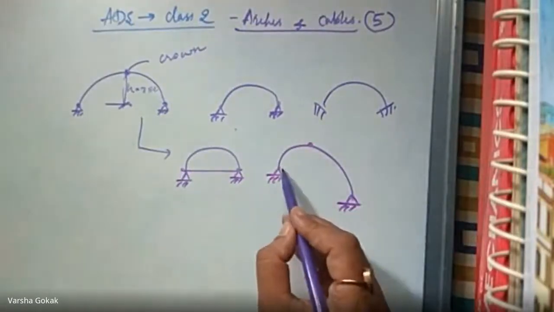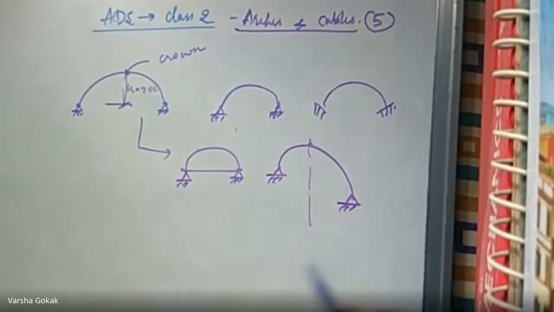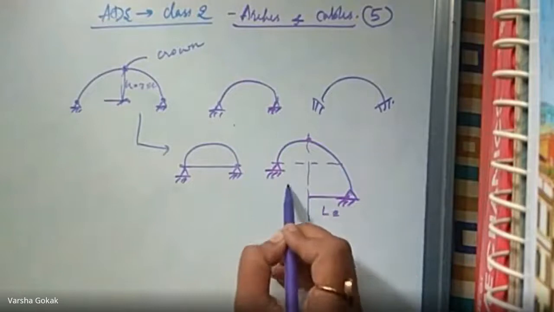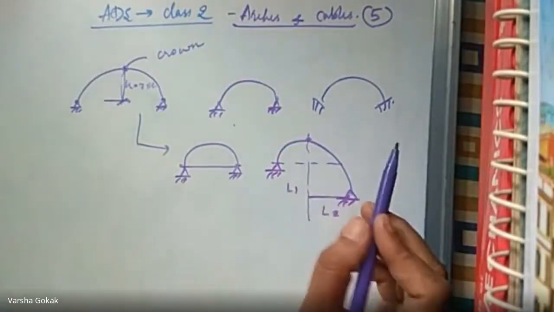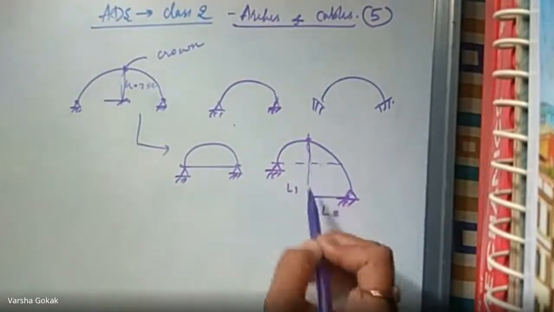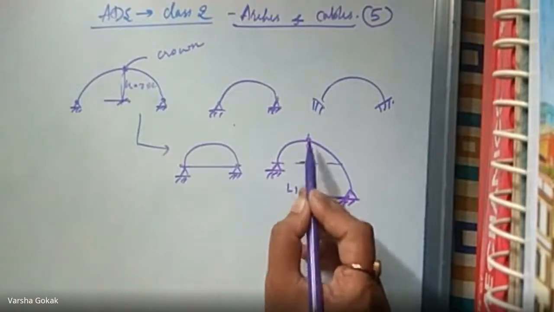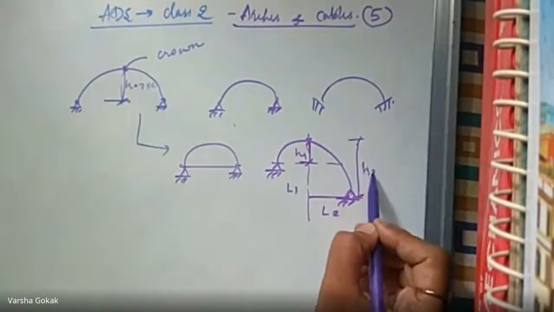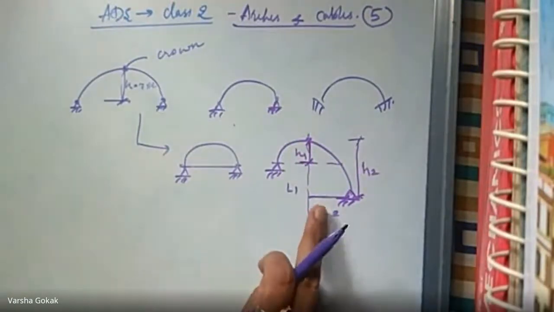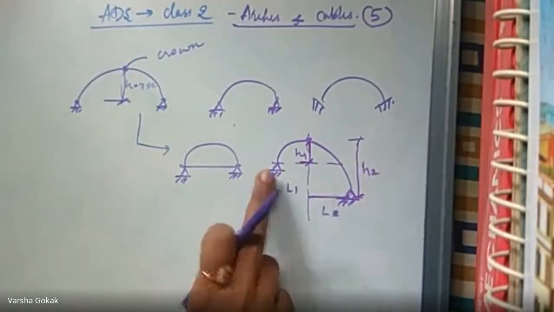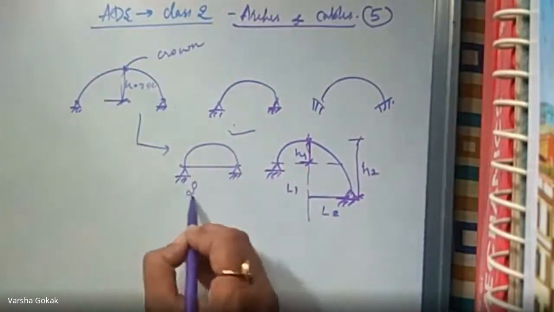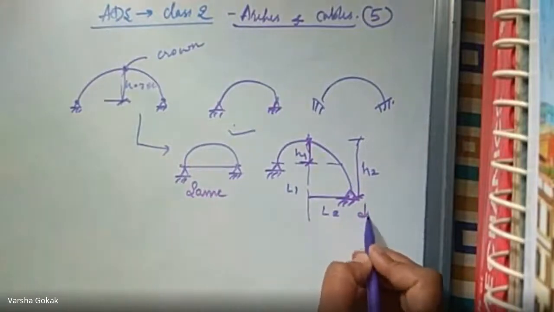So this remains the crown. From the crown, when I drop a perpendicular, something like this becomes L2, this becomes L1, this is the crown, and the rise for the first level becomes H1, and for the second one, H2. So this is a case where the supports are at different levels. This is supports at the same level. This is same level, this is different levels.